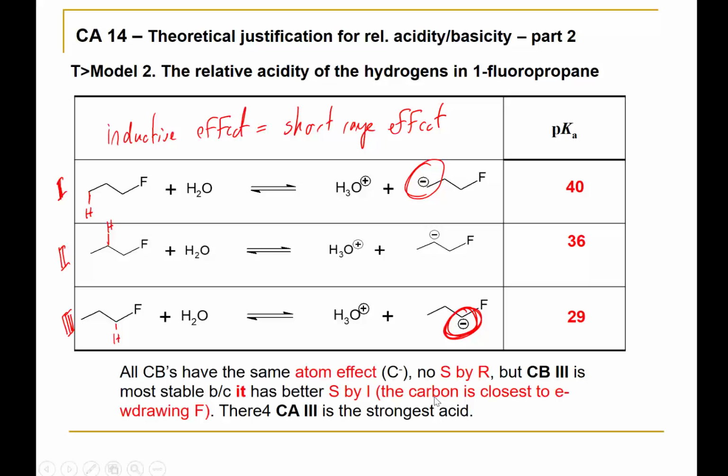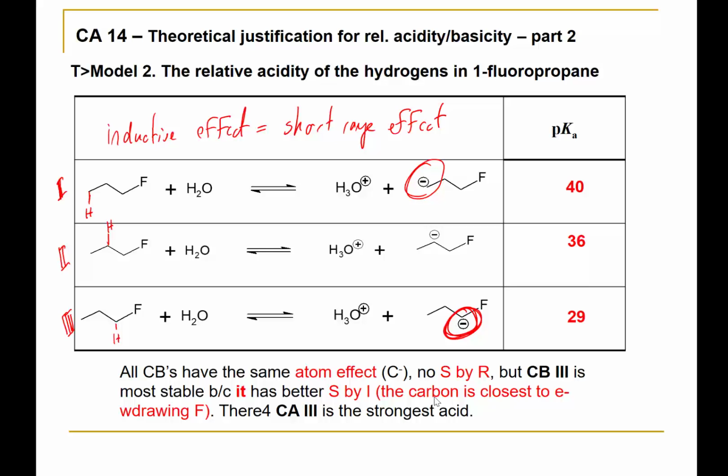We can add a summary statement then. All the conjugate bases have the same atom effect, so clearly the negative charge is on carbon throughout. There is no stabilization by resonance in this case. But conjugate base 3 is the most stable because it has better stabilization by induction, and this is because the carbon is closest to the electron withdrawing group, fluorine. Therefore, we would argue that conjugate acid 3 is the strongest acid.